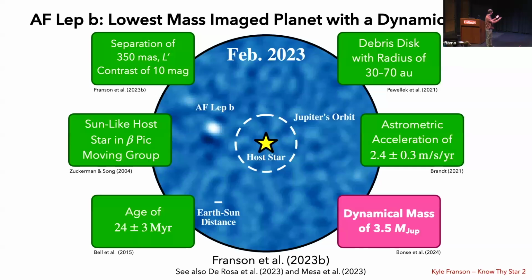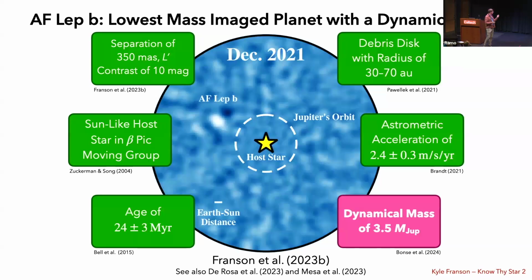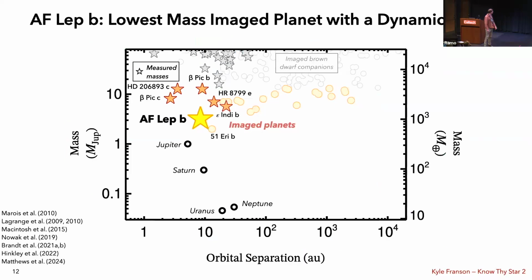And then the big result: updated orbit fits are showing a dynamical mass of 3.5 Jupiter masses, which places this planet as the lowest mass imaged exoplanet with a dynamical mass. Here's where AFLAP-B falls on the plot I showed earlier of the sample of imaged planets and brown dwarf companions, both with and without dynamical masses. And I think this plot really showcases how we as a community are marching closer and closer to imaging solar system-like planets on solar system-like scales. Follow-up science has already been happening with this planet since its discovery.